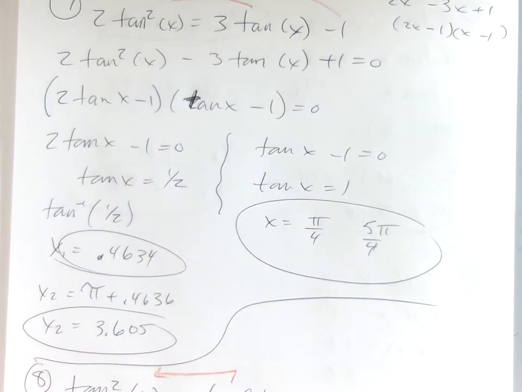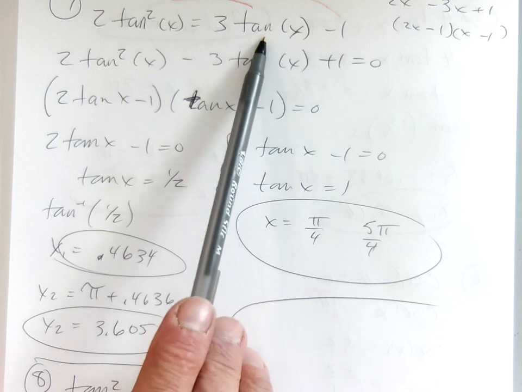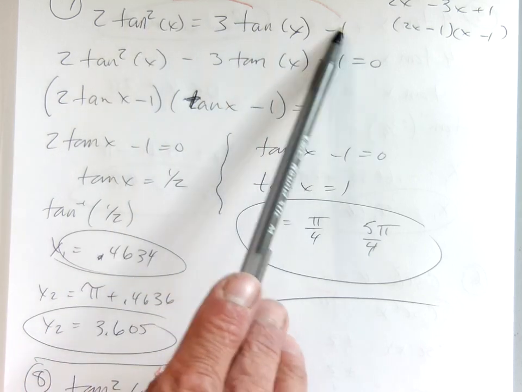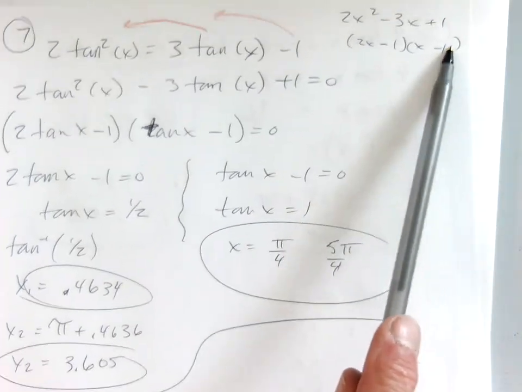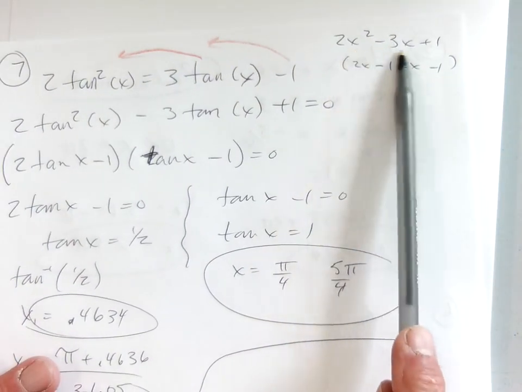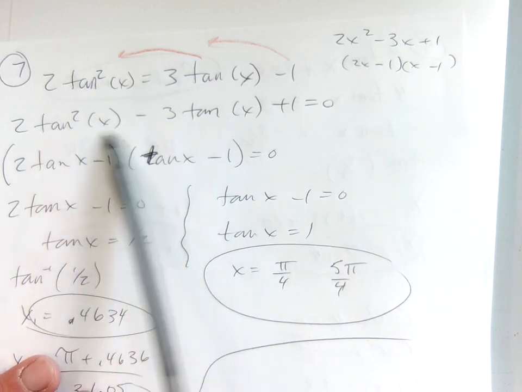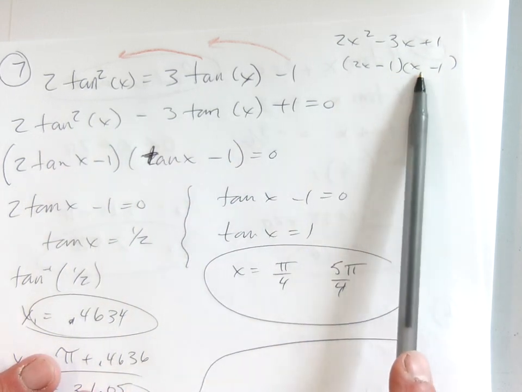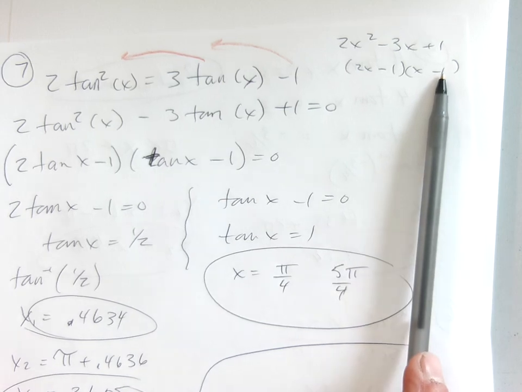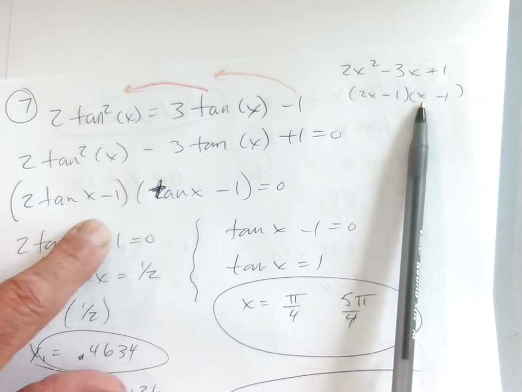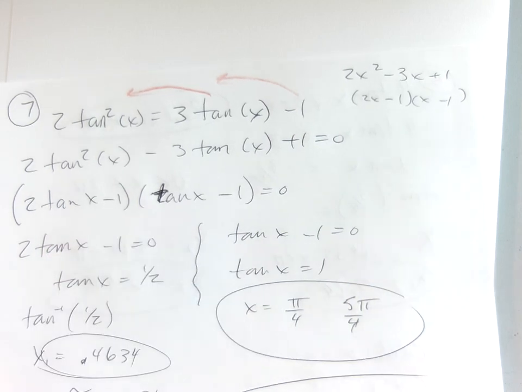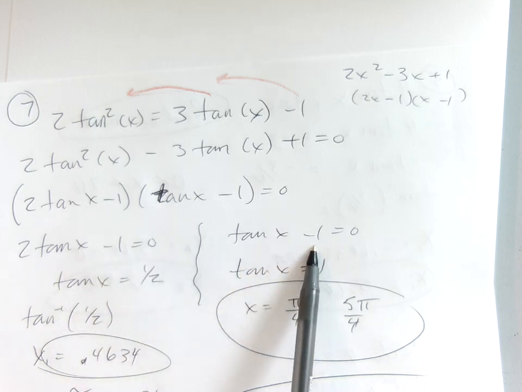All right, number 7. Well, I'm thinking I better factor. So I brought over the tangent, 3 tangent, and I brought over the 1. So I subtracted 3 tangent, and I added the 1. I did a little bit of algebra here. It does factor. If I have 2x squared minus 3x plus 1, and I factor, I get 2x minus 1 times x minus 1. But we're not doing x's, we're doing tangents, so it's really 2 tangent of x minus 1 and tangent of x minus 1. Okay, that creates my mini equations. 2 tangent of x minus 1 equals 0, and tangent of x minus 1 equals 0.